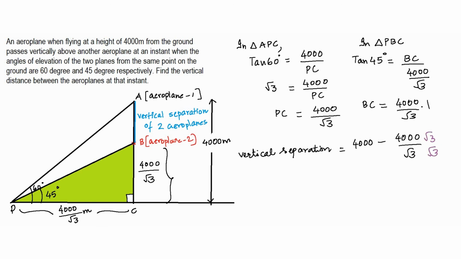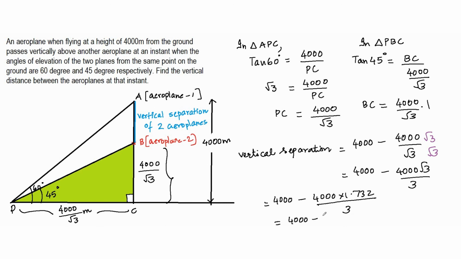So therefore this becomes 4000 minus 4000 root 3 divided by 3, and that is equal to 4000 minus 4000 into 1.732 divided by 3, and therefore this becomes 4000 minus, now 4000 into 1.732 becomes 6928 divided by 3, and that becomes 4000 minus 2309.33 meters. So now I can evaluate this.